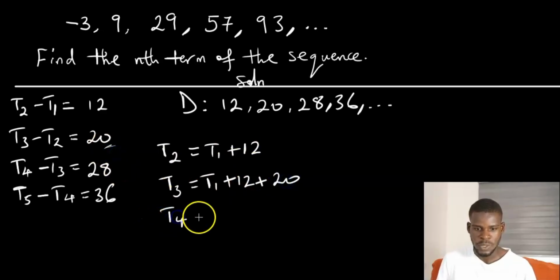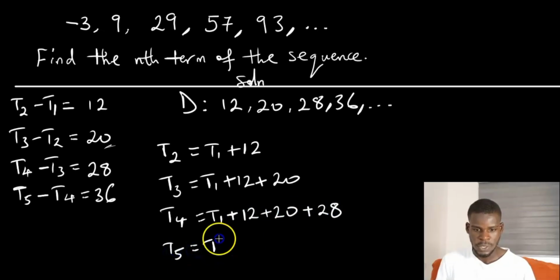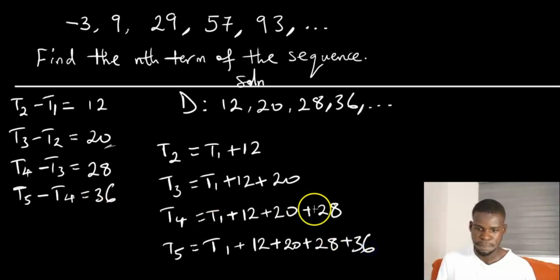And then for the fourth term, we'll do a similar thing. The fourth term should be the third term plus 28. But the third term is the whole of this, so that will be T1 plus 12 plus 20 plus 28. That's the fourth term, and then the fifth term follows suit. So we have T1 plus 12 plus 20 plus 28, then plus 36. Great. Okay, so we make the following observation.